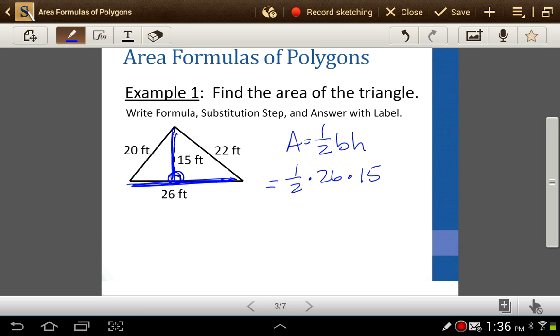In your calculator, if you need to, use 0.5 for 1/2. 0.5 times 26 times 15. When I type that in my calculator, I get 195, and then my answer with label, feet squared. Area is always squared units. That's how many little squares I can fit in there. So it's 195 feet squared. If you need to pause, go ahead and pause. Otherwise, I'm moving on to my next page.